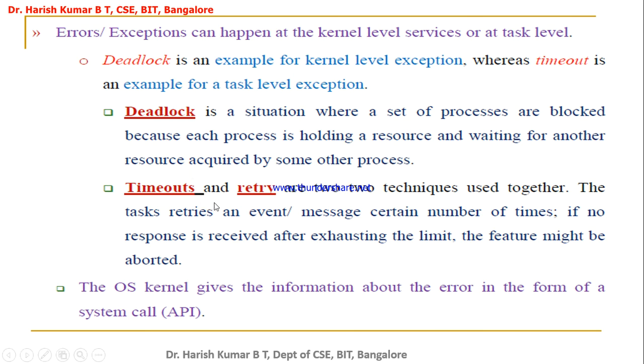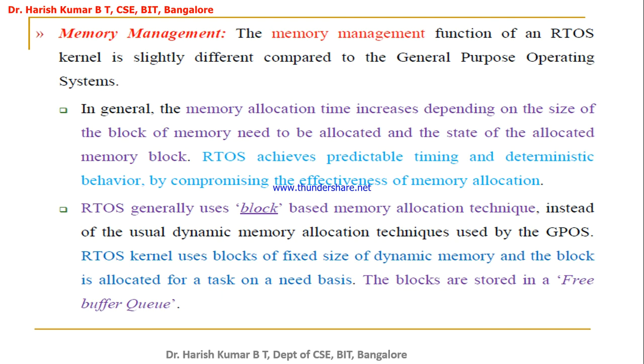and then the kernel will go for allocating them to the lowest priority process. Similarly, timeouts are the best example of exceptions that happen at the task level or the user level. If no response is received after exhausting the limit, the feature may be aborted. Say I have written an application and it is executing, and I want some response to be received within some stipulated time period. If the response is not received within that time period, I say that feature is aborted or discarded, something like that.